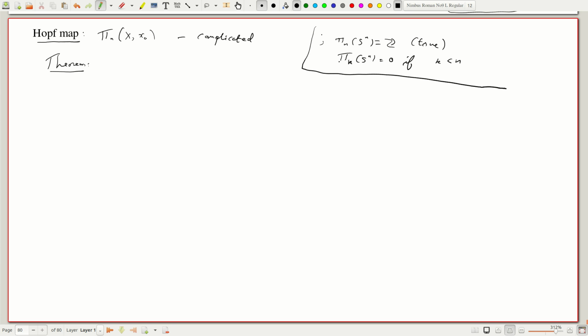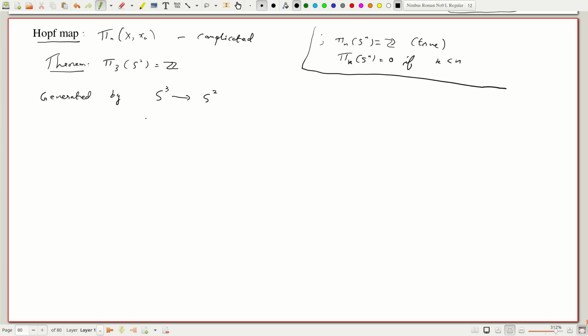But what about if k is greater than n? You might think again it vanishes, but in fact pi 3 of S^2 is Z. While we won't prove this, we'll say it is generated by a map, and we explain what the generator of this map is. And I want to think of this as a map from S^3 to S^2.